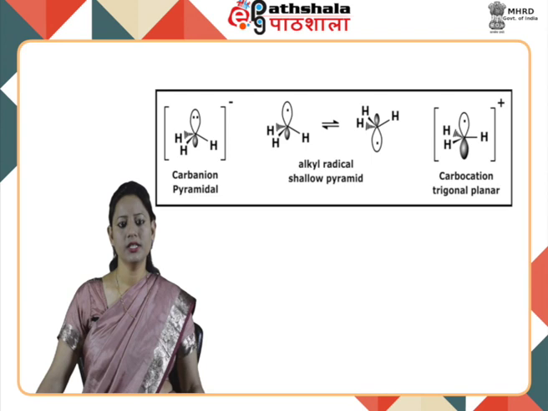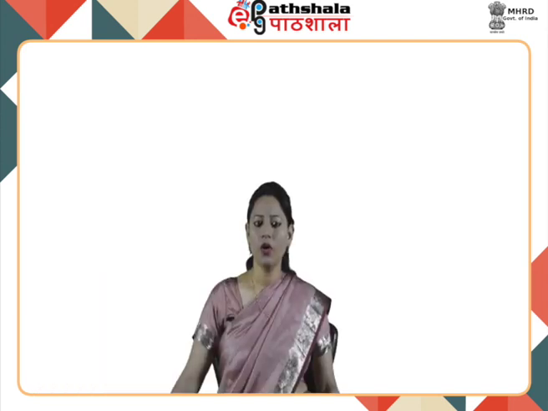The alkyl radical have shallow pyramid geometry, that is between sp2 and sp3 hybridization, but the energy required to invert the pyramid is very small. Practically speaking, alkyl radicals are considered sp2 hybridized. The order of stability of alkyl radicals is tertiary alkyl radical greater than secondary and least is primary, and then methyl radical much less stable.